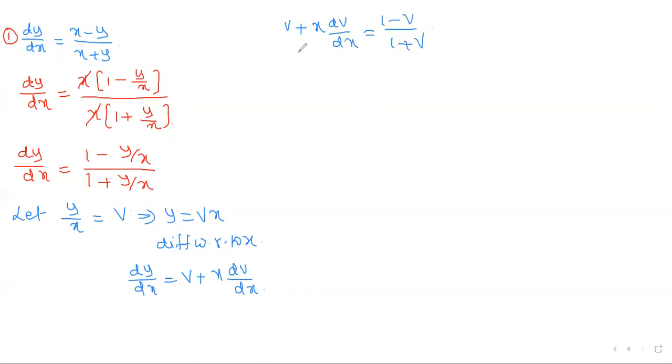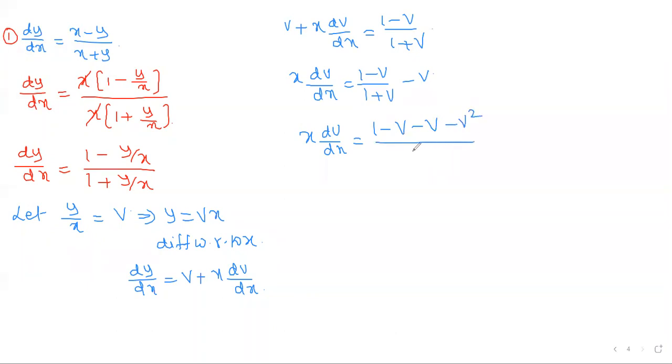plus v). If you take this v into the right side, x into dv by dx is equal to (1 minus v) by (1 plus v) minus v. So x into dv by dx is equal to 1 minus v, LCM, 1 into minus v plus v into minus v square, by 1 plus v. So x into dv by dx is equal to (1 minus 2v minus v square) by (1 plus v).